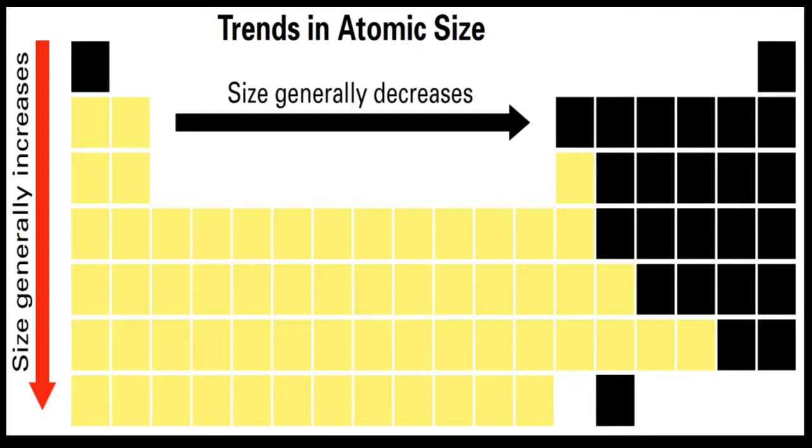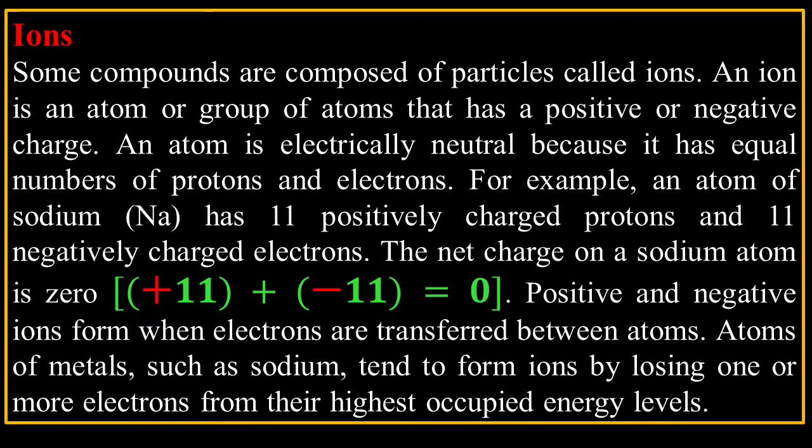You'll find that the ionic sizes vary differently. Some compounds are composed of particles called ions. An ion is an atom or group of atoms that has a positive or negative charge. An atom is electrically neutral because it has an equal number of protons and electrons. For example, an atom of sodium has 11 positively charged protons and 11 negatively charged electrons. The net charge on a sodium atom is 0.